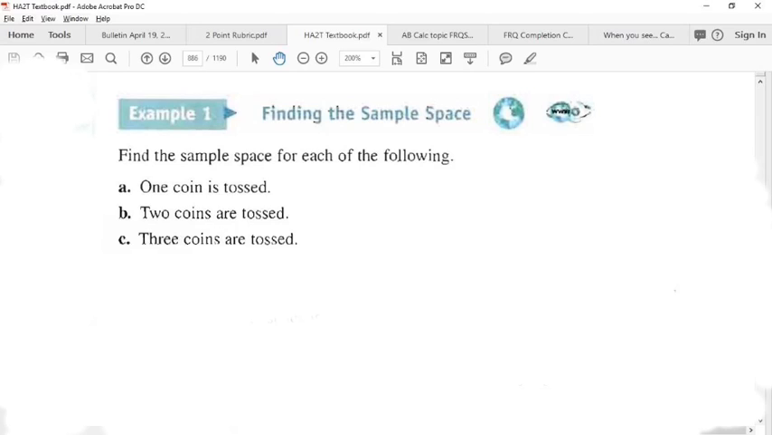Have you guys ever heard that word before? I feel like that's sample space? You feel like you have? Yeah. Okay, so here's the sample space.